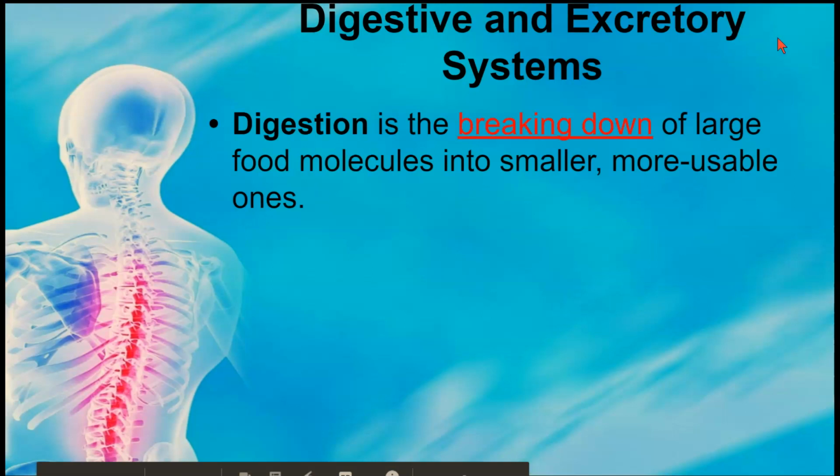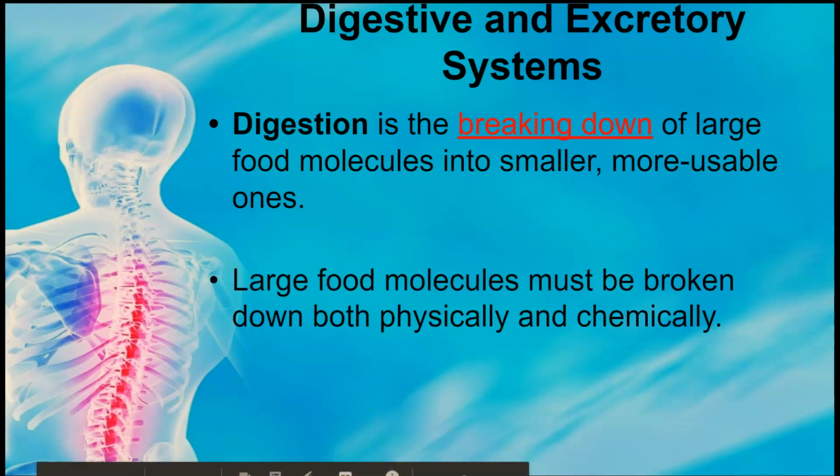So digestion is the breaking down of large food molecules into smaller, more usable ones. You might have heard of these referred to as monomers, or subunits of large molecules called polymers. So a polymer is a large molecule, a monomer is a small one. So digestion is the process of breaking down the stuff we've chewed up and swallowed, kind of extracting the chemical molecules out of that. So large food molecules must be broken down both physically and chemically.